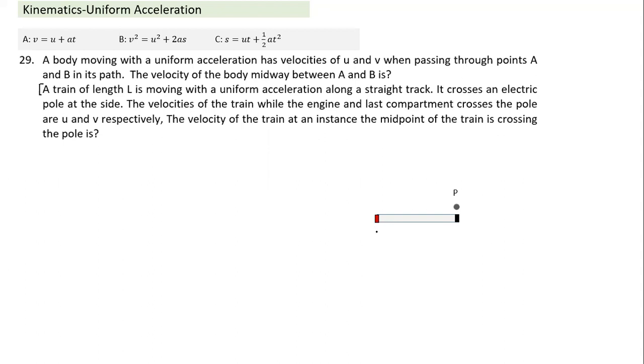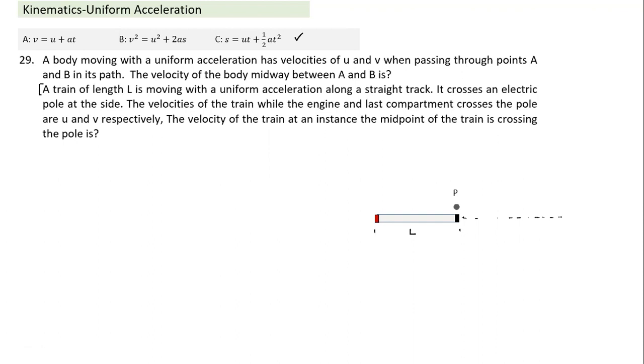There's a train of length L. This is a train here. It's of length L, and is moving with uniform acceleration along a straight track. There's 1D motion, and acceleration is constant. It means I can use any of these 3 equations. What is given here? It crosses an electric pole by the side. So there's an electric pole here. The velocities of the train when the engine and the last compartment cross the pole are U and V respectively.